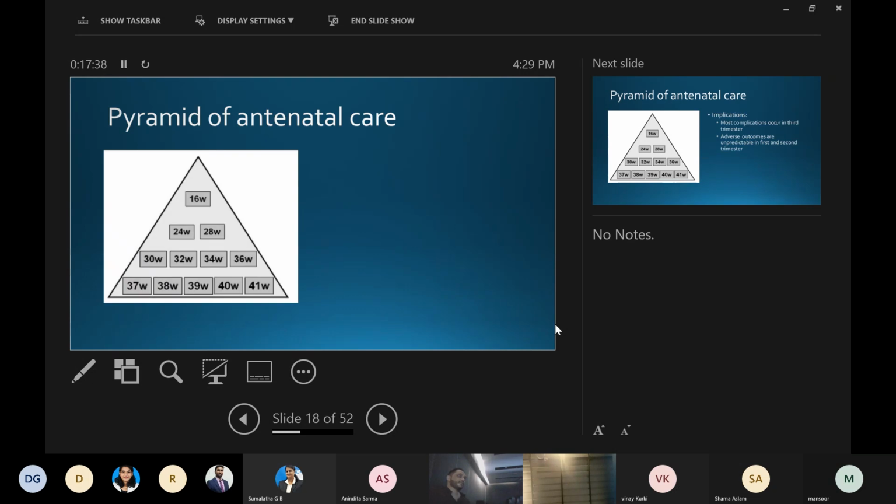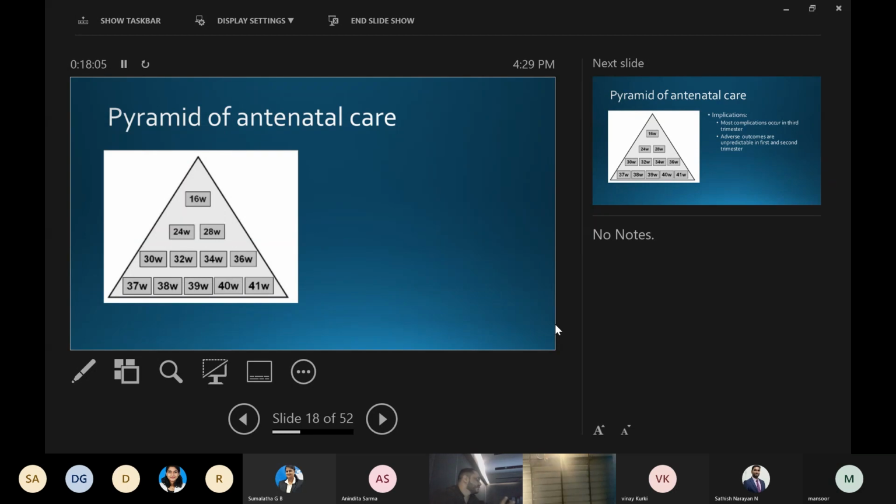So this is the pyramid of antenatal care. According to this model, the first scan should be done at 16 weeks and then 24 weeks and 28 weeks and then 30 weeks, 32 weeks, 34 weeks, 36 weeks. And at the end of pregnancy from 37 weeks onwards, every week you keep on doing a scan.